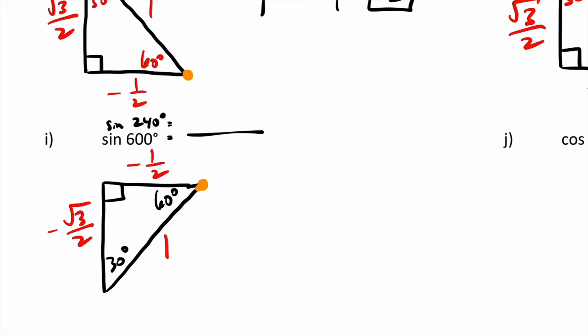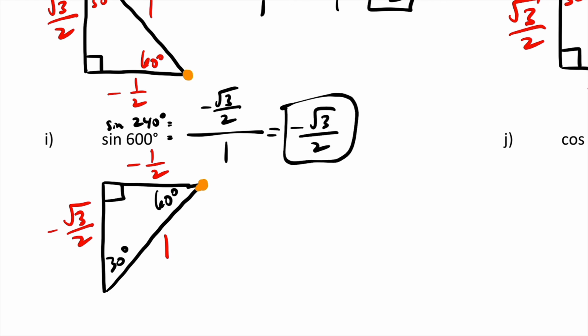Now find sine. Sine is opposite. Opposite of the dot is going to be negative root 3 over 2 over hypotenuse, which is 1. Well, anytime you got to divide by 1 on the bottom, it's easy because you don't even have to divide. The answer is just whatever you get on top. That's why I love 1. Anytime you divide or multiply by 1, it's really nice.